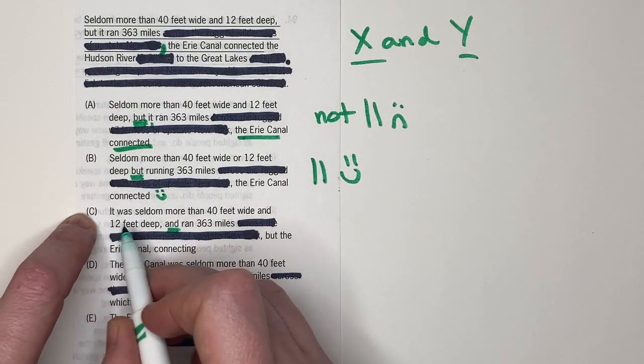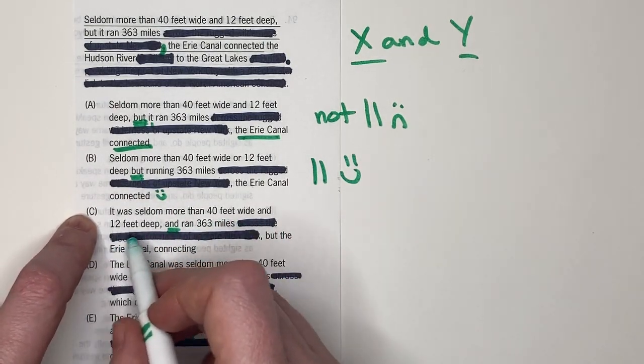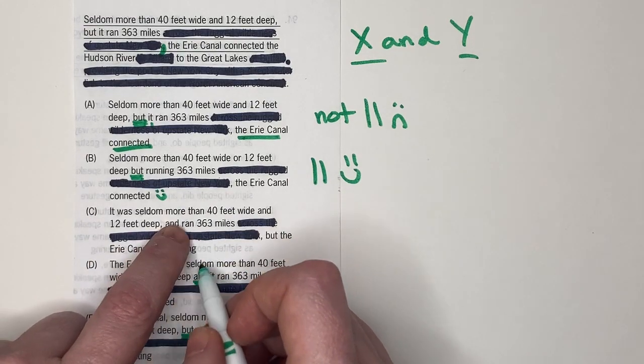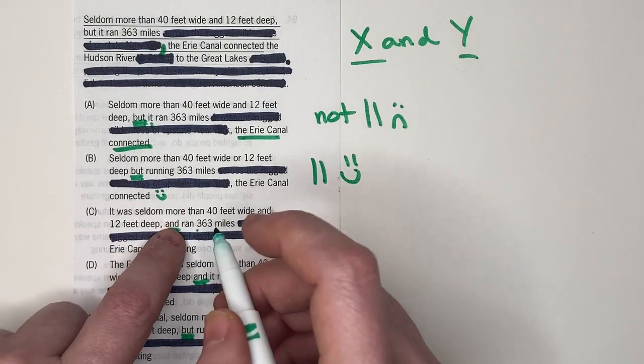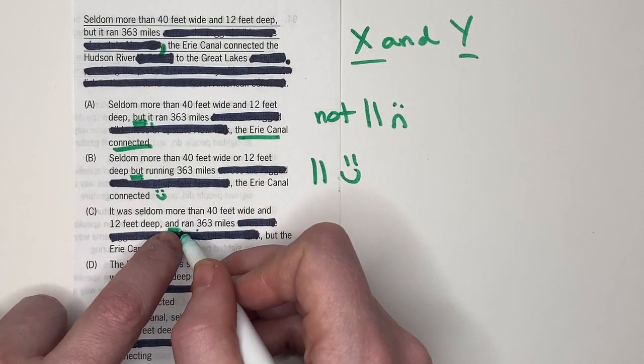C, it was seldom more than 40 feet wide and 12 feet deep, comma, and ran 363 miles, right? So here the parallelism is a little different.